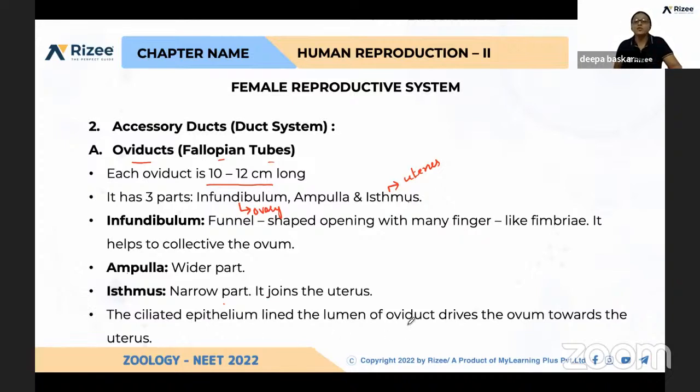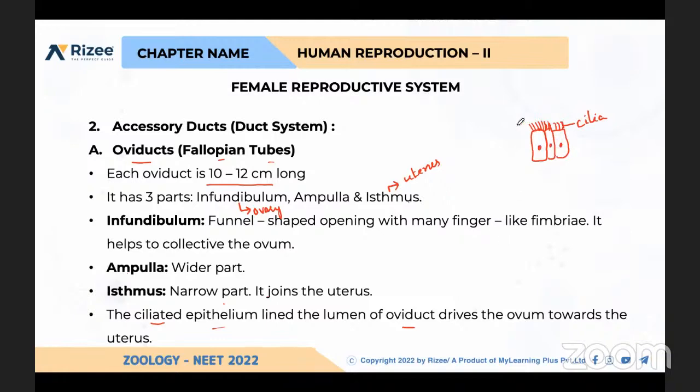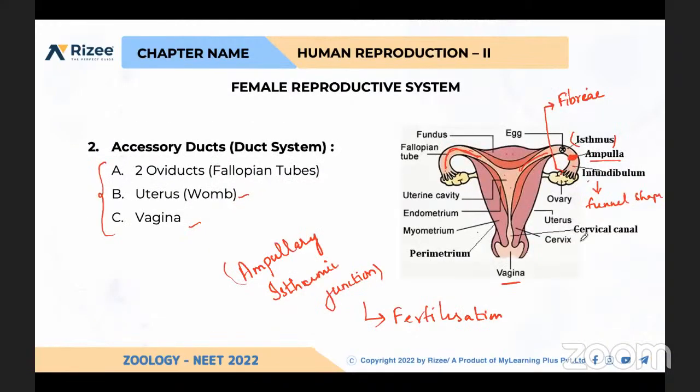See here, this oviduct is lined with ciliated epithelium. So what do you mean by ciliated epithelium? Ciliated columnar epithelium will be like this. See, they have cilia like this. So what is the role of this cilia? Can you tell what is the role of this cilia? Movement, ma'am. Movement of what?